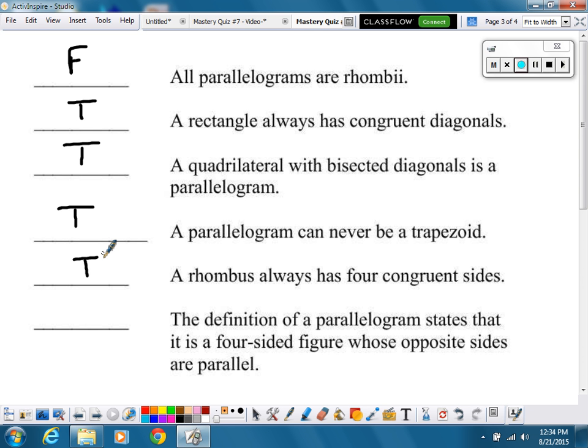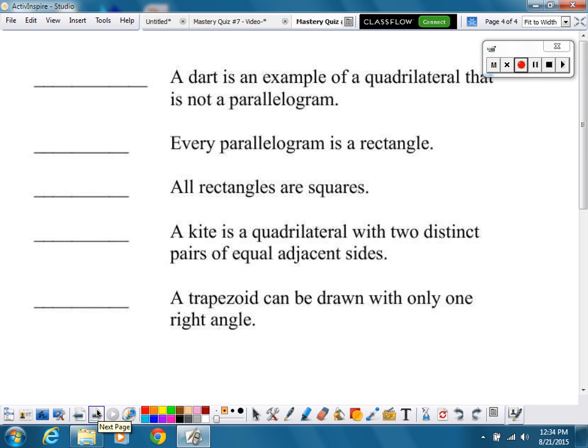Next, the definition of a parallelogram states that it is a 4-sided figure whose opposite sides are parallel. That is true. You can see that that definition would fit a square, a rectangle, a rhombus, all those things. A dart is an example of a quadrilateral that is not a parallelogram. That would be true. A dart is not a parallelogram.